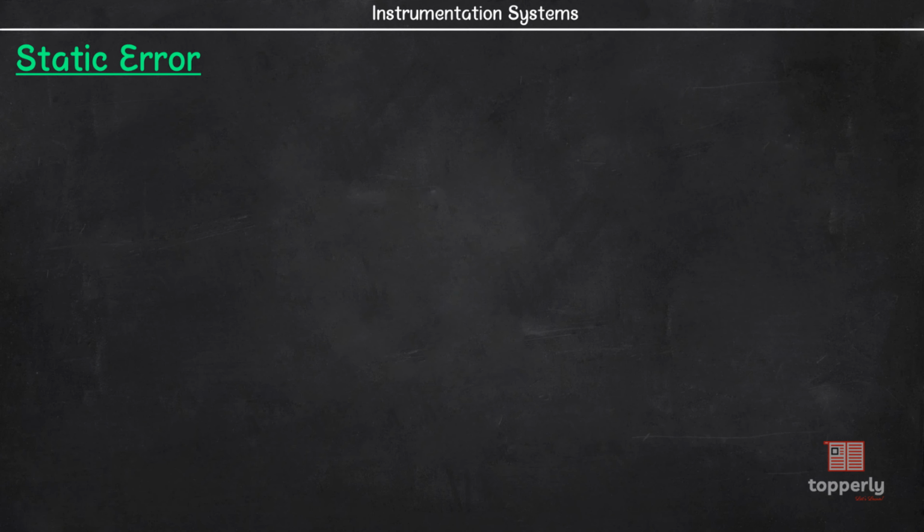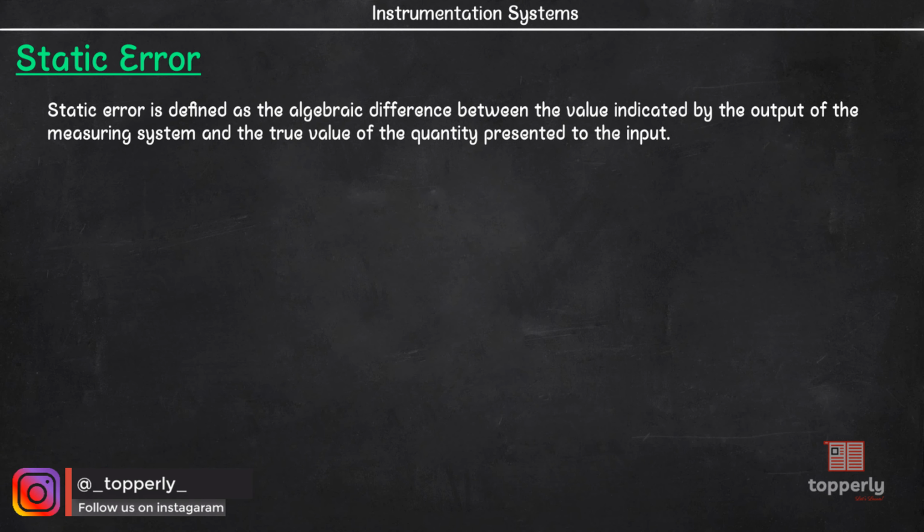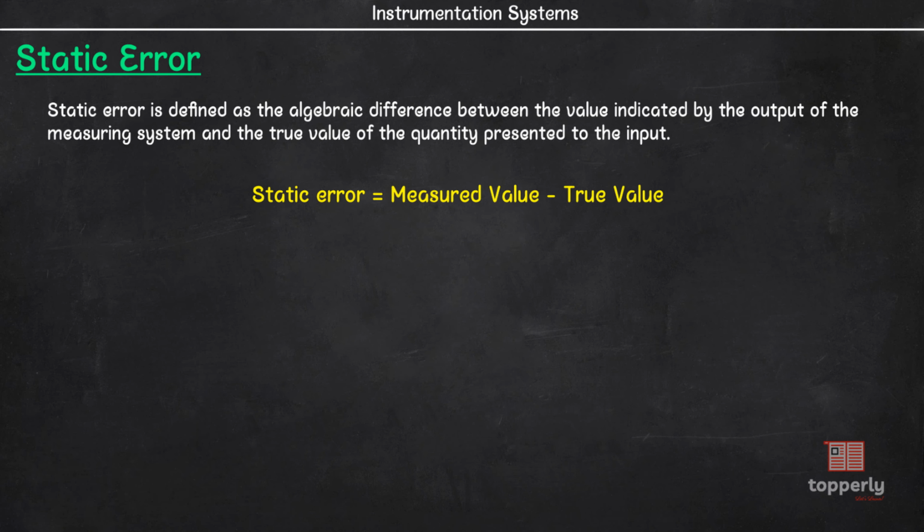The first parameter we will study is static error. It is defined as the algebraic difference between the value indicated by the output of the measuring system and the true value of the quantity presented to the input. To put it simply, static error is equal to measured value minus true value. So, if the measured value is greater than the true value, then error is a positive quantity, and otherwise error is a negative quantity. This way of expressing error is also called absolute static error.